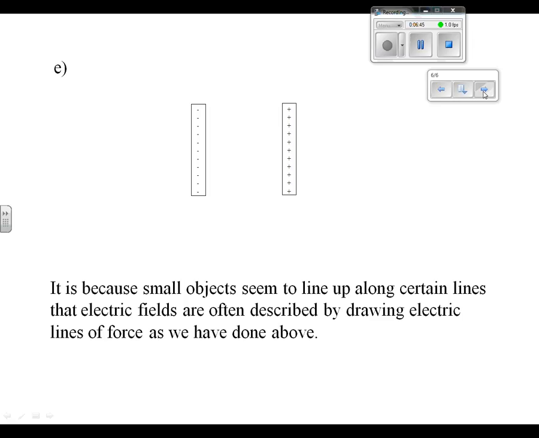What about a positive and a negative set of plates like this? Colin, put the phone down, please. You were doing that the other day.